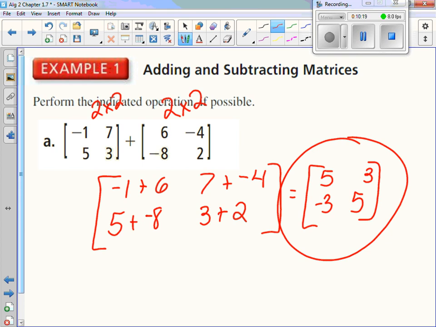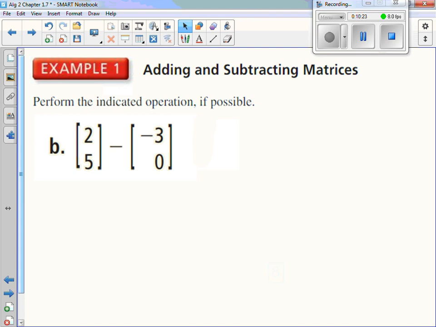Okay. Let's try these here. Can I add or can I subtract these two? Can we subtract these here from each other? We have a 2 by 1 and a 2 by 1. And these actually have a special name. They're called column matrices because they're just a column. They're one column.